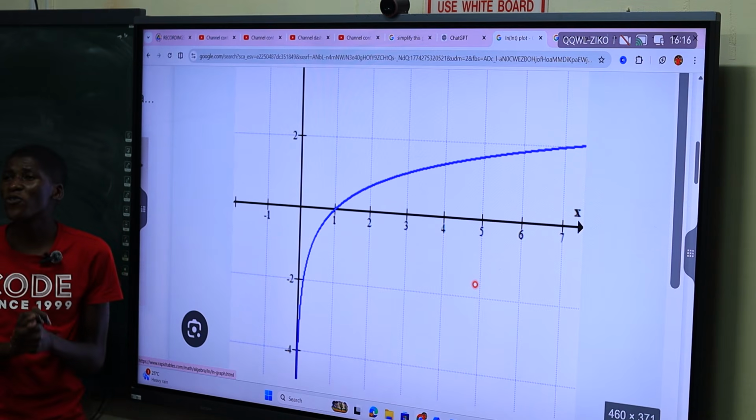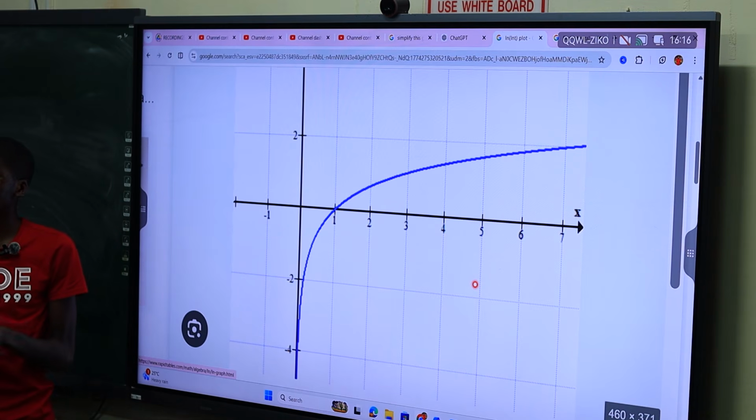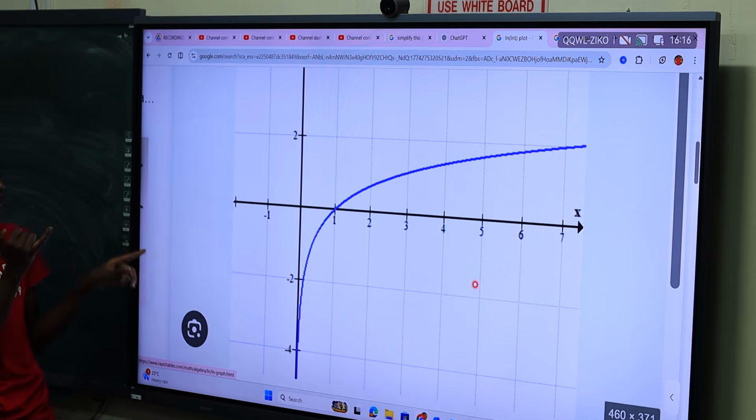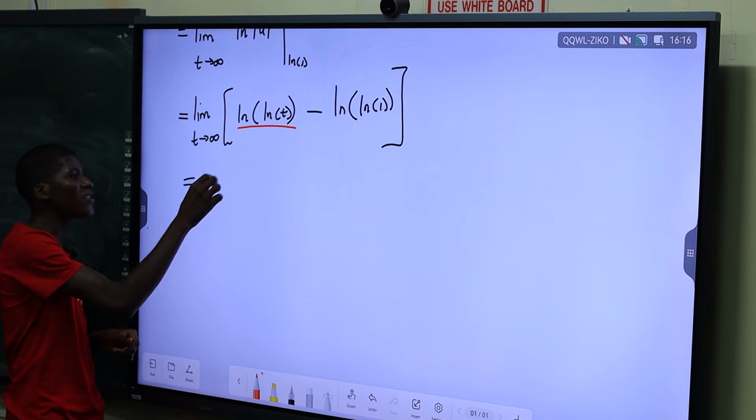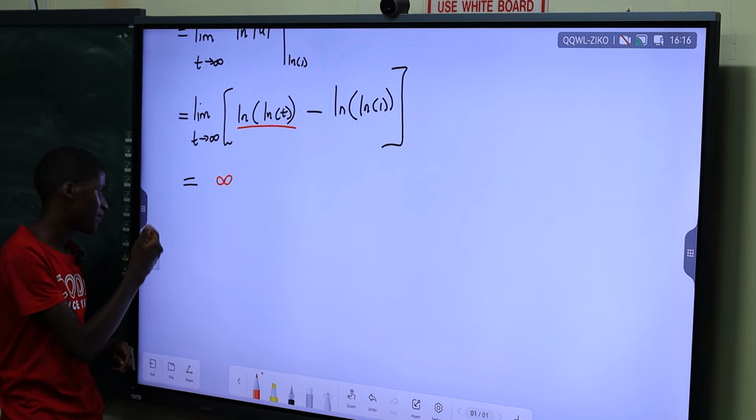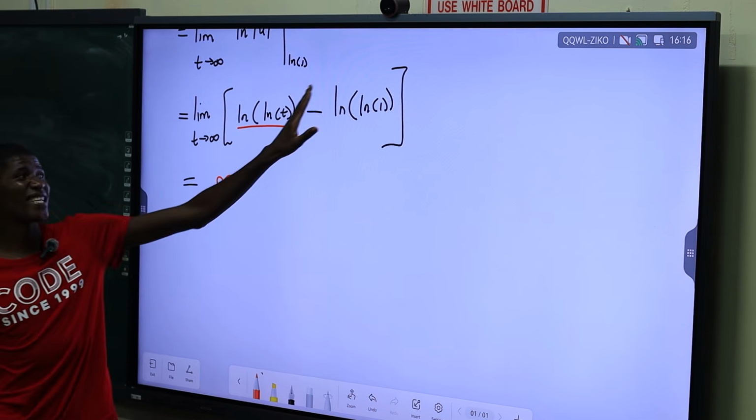It's something that you cannot do by calculator, because you don't have calculators in your exam. Bear in mind, you don't have calculators in your exam. So what does this mean? It means you must know elementary functions, such as ln, and how they behave. It's a natural log. It behaves this way. So this will give us infinity. Really, whatever follows doesn't matter.